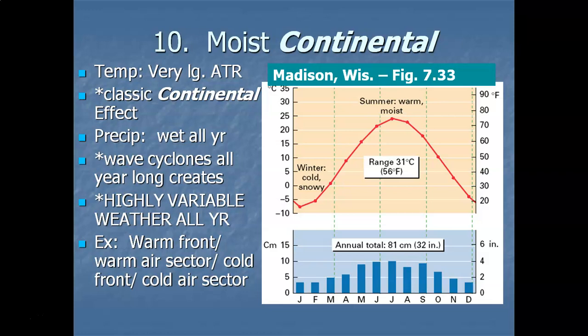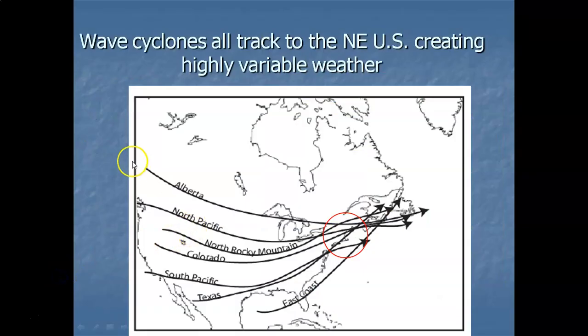Well, this climate has it all year long, not just winter, but spring, summer, fall. And you wind up with really highly variable weather. If you take a look at this map showing the tracks of all the lows, or the origin of the wave cyclones in North America, take a look where they're tracking in the westerly winds, across the continent of North America, and look at where they all wind up focusing in the end. They all track to the northeast, north central U.S. And so it's front after front after front, changing the weather.